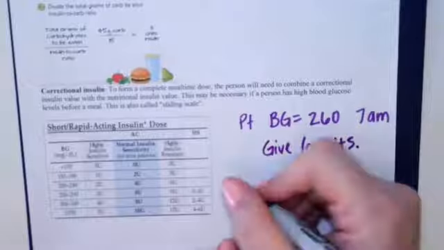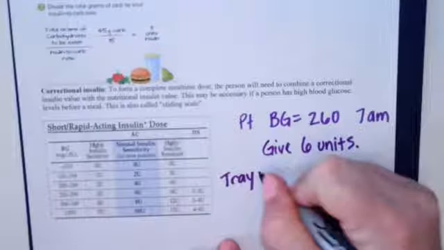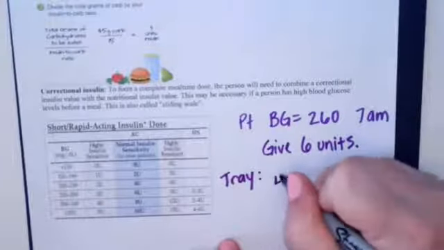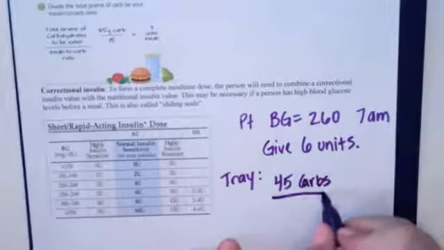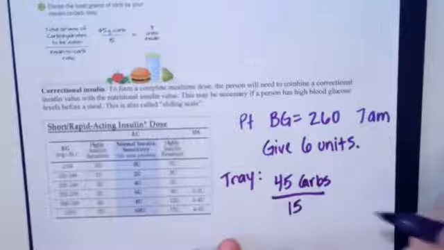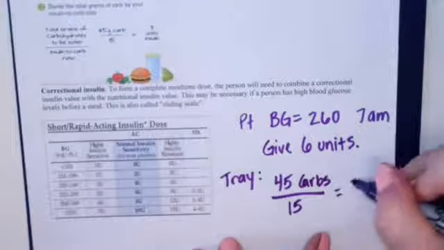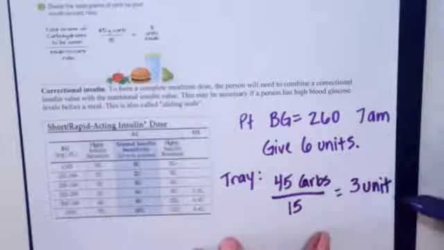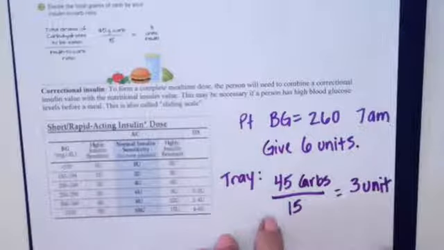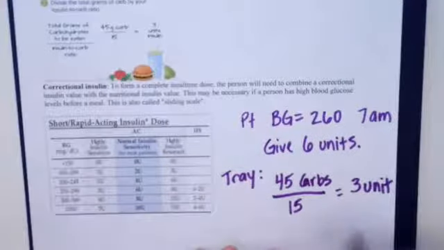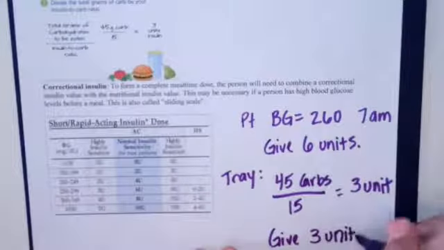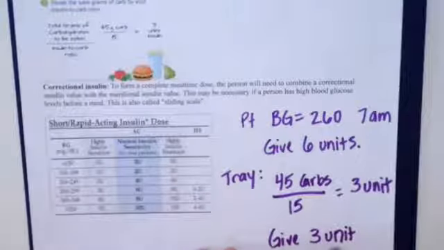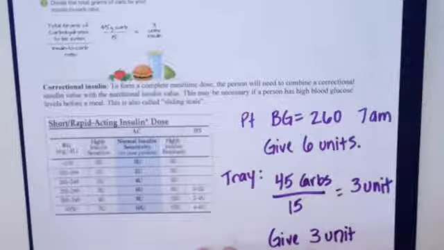Then their breakfast tray gets here, and the tray has a total of 45 carbs on the tray. And I'm going to divide that by my patient's ratio. This patient has a ratio of 15, so they're going to get 3 units based on their carbohydrates. So now that their tray is there, now I can give them their 3 units. Because they see everything on the tray, they're going to eat it, everything looks good, they're ready to go. They can have those 3 units.